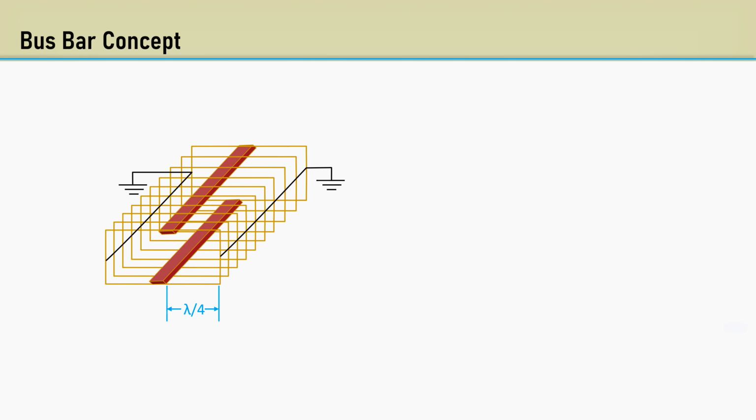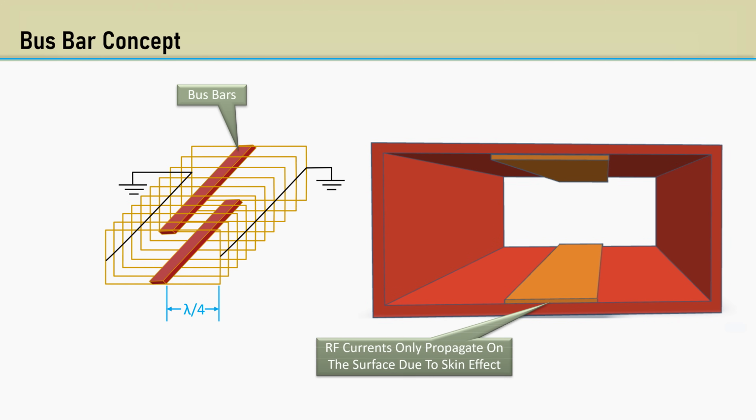Now let's lay that structure down on its broad side. This visualization allows us to think of the conductors inside the waveguide structure as bus bars. The waveguide is formed by a continuous layer of quarter wave metallic insulators depicted by the thin lines. These bus bars are inside the waveguide only.